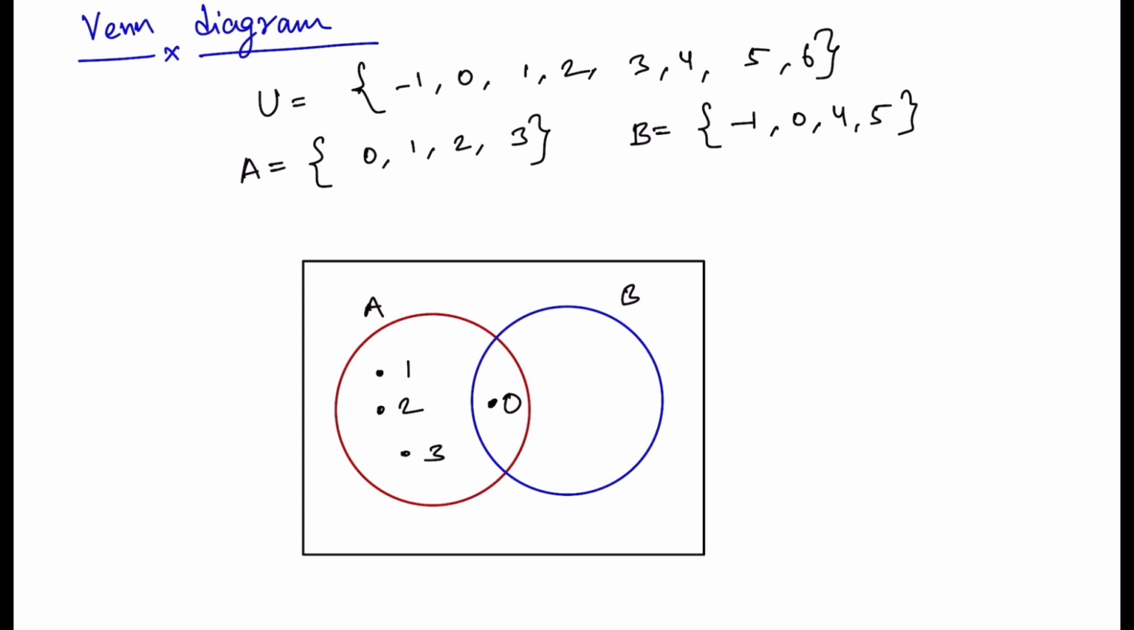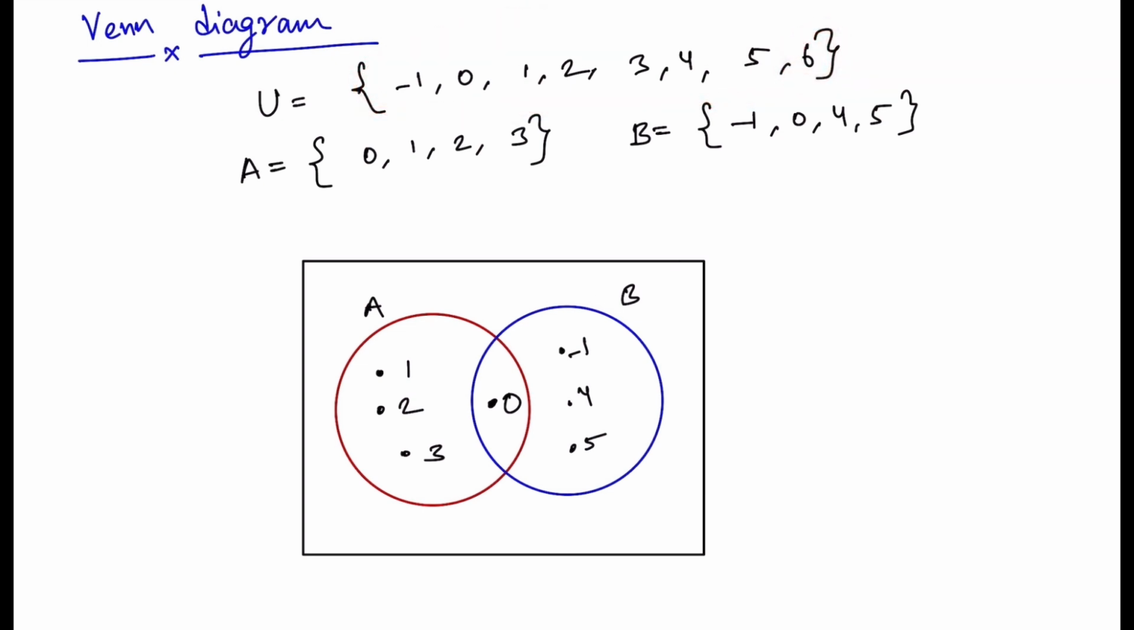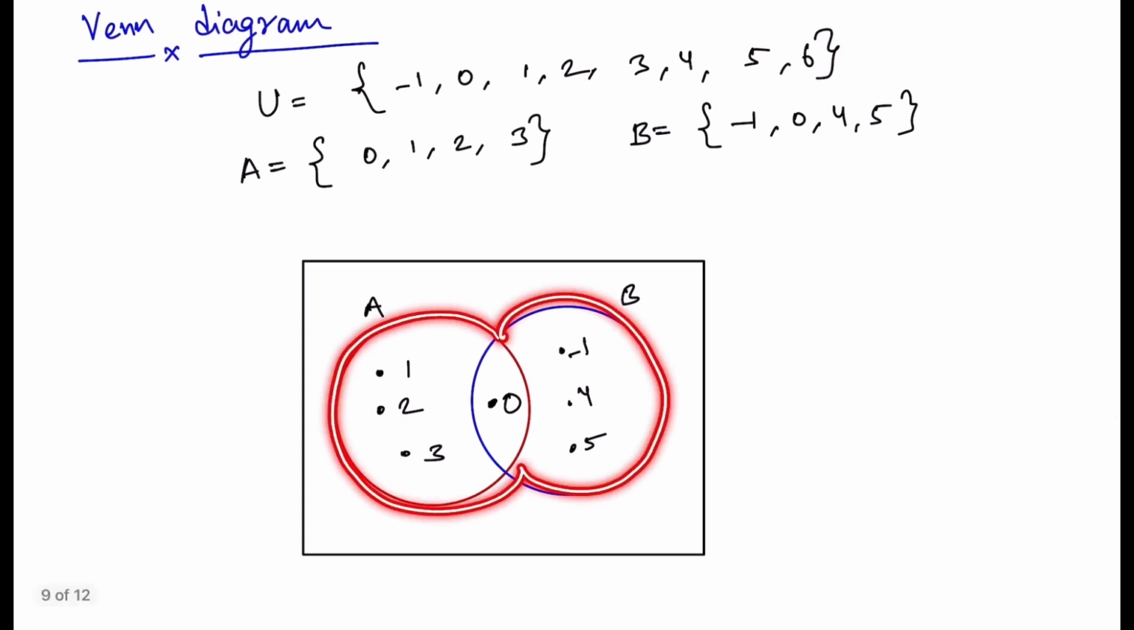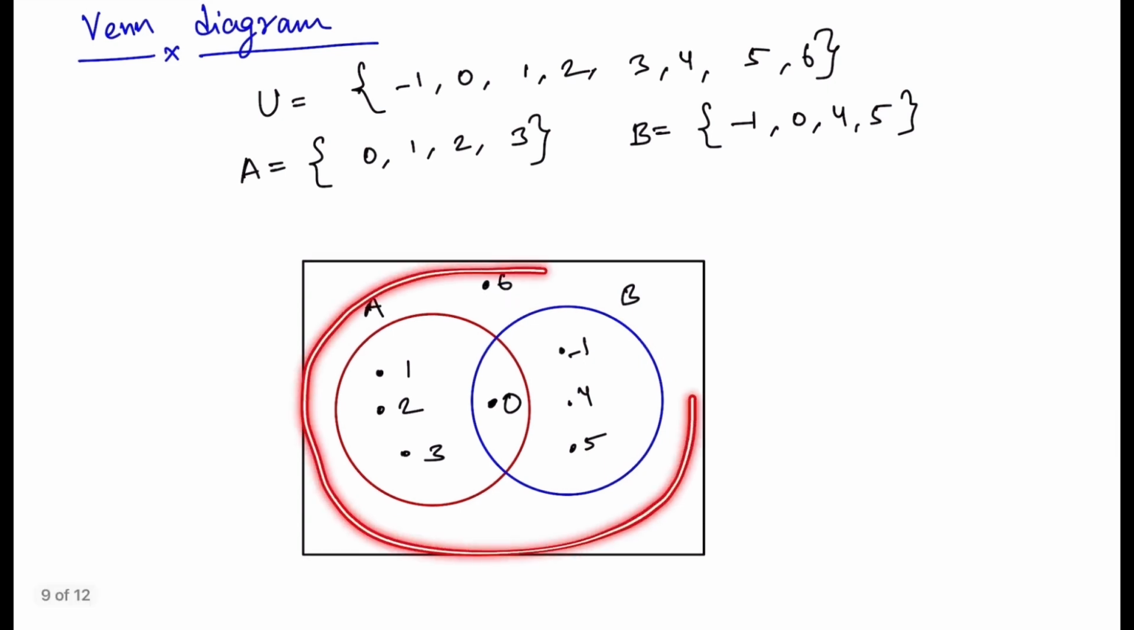Next we have to write all the elements of B. So how to write all the elements of B? This is the region for B, and B will have elements -1, 0, 4, 5. So 0 is already here, and -1, 4, 5 will go here. There is a remaining element in the universal set, which is 6, and that 6 will be outside of this region. ये जो region है इसके बाहर होगा 6 यहाँ पे. ठीक है, you can put it anywhere outside the region of A and B.